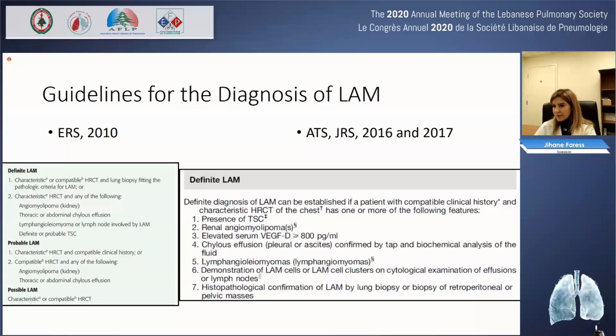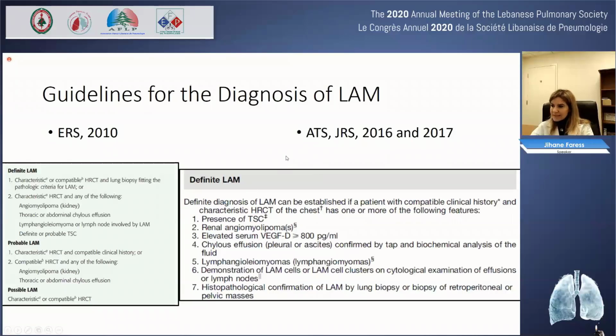If you don't have a lung biopsy, but you still have characteristic HRCT findings and the presence of angiomyolipoma of the kidney, thoracic or abdominal chylous effusion, lymphangioleiomyoma, or a lymph node involved by LAM, or if you have definite or probable TSC, then you did not need the biopsy and you can have definite LAM. If you have characteristic and compatible clinical history alone, then they will call it probable LAM. And if you have compatible, so a lesser amount of cysts and other findings, you will call it also probable LAM.